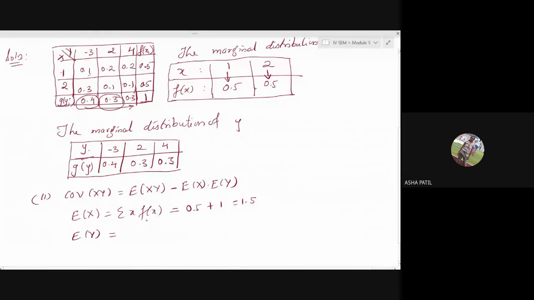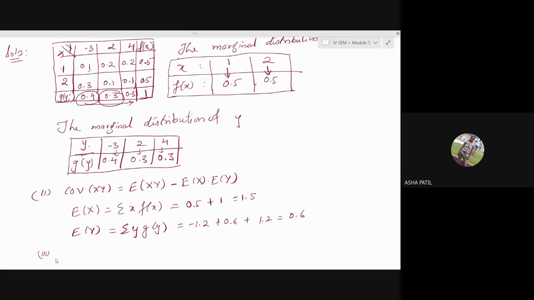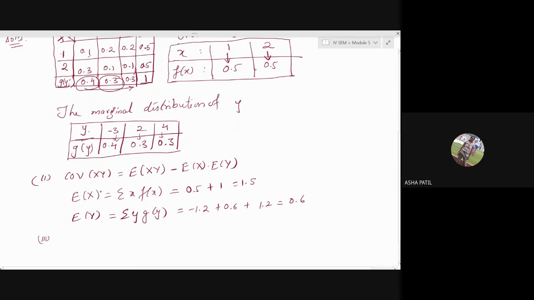Expectation of y. 1.5. Okay. Summation y into g of y. Take again the product of each column and add them. Minus 3 into 0.4, 2 into 0.3, 4 into 0.3. Is it 0.6? Not always is a calculator necessary. Sometimes you may do it without a calculator also. 0.6.